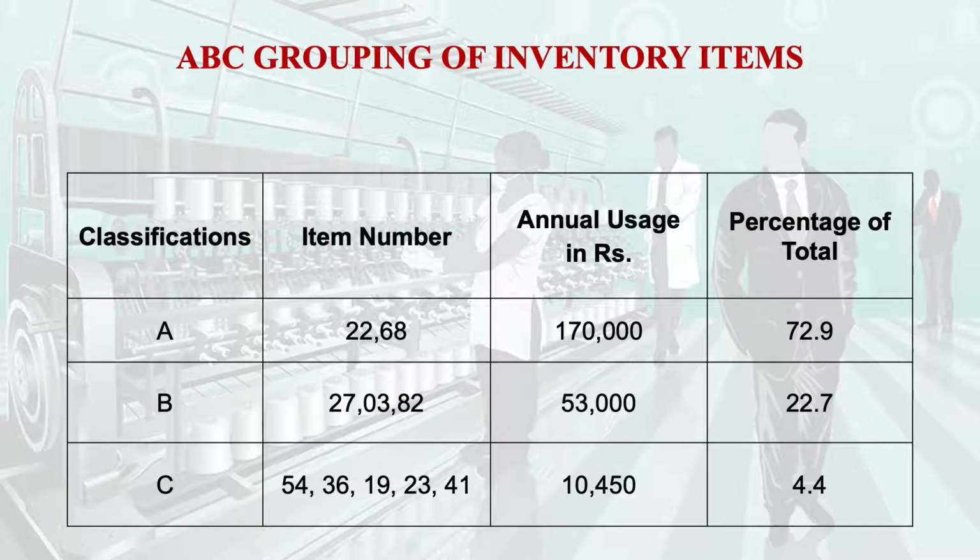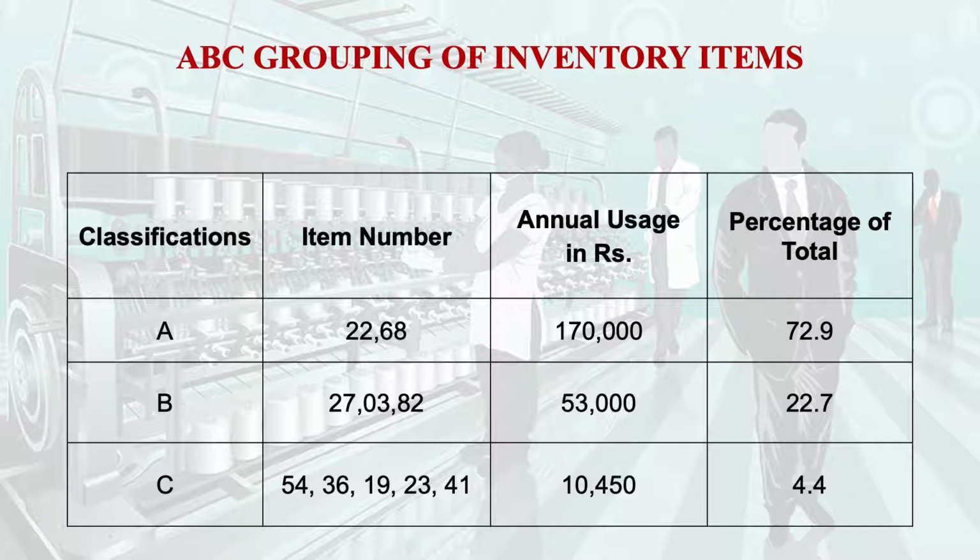If you look at the A category, you will find that the item numbers are 22 and 68. There are only two items, and the total annual usage is 1,70,000, and the percentage of total is 72.9.